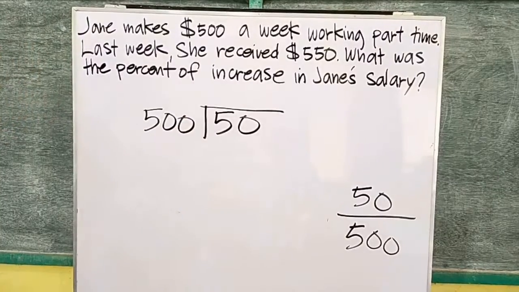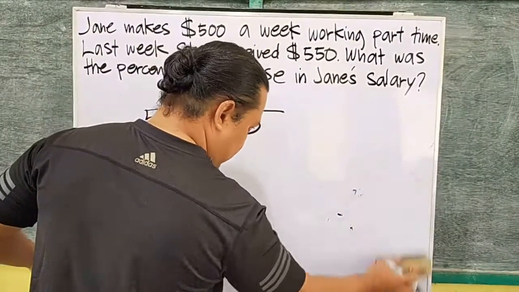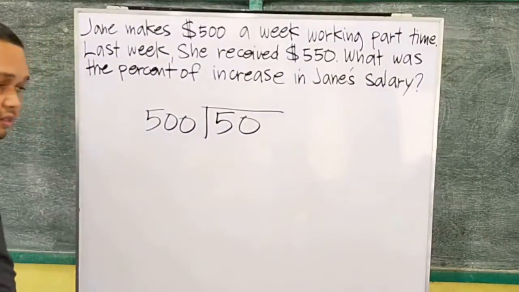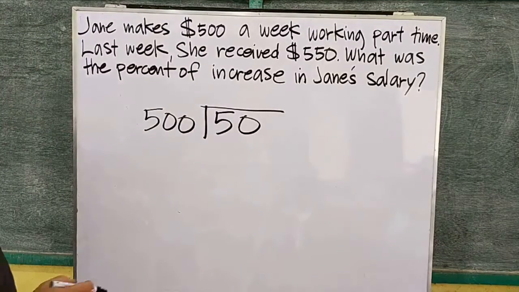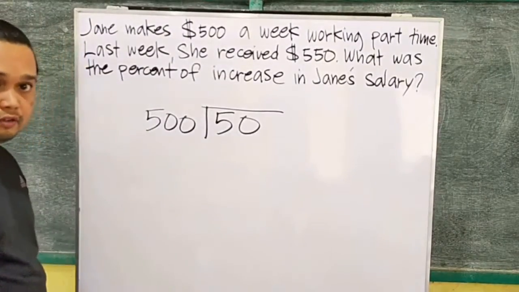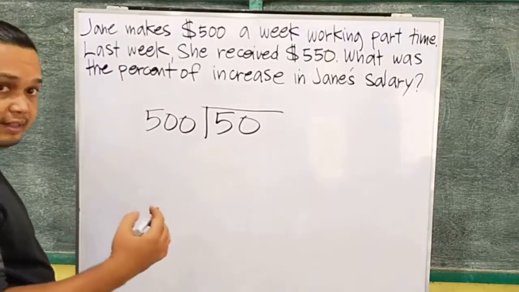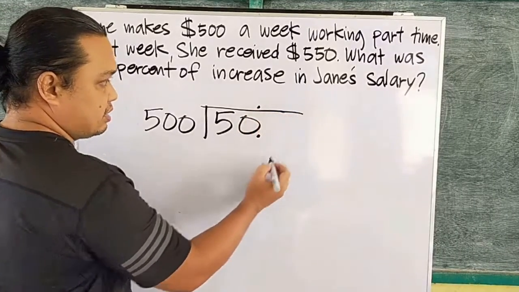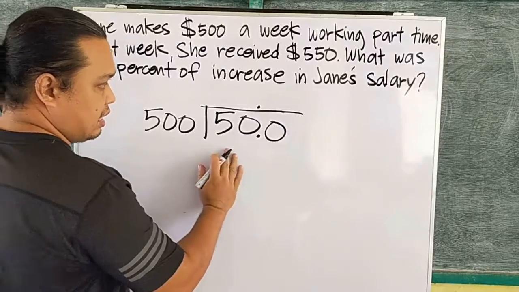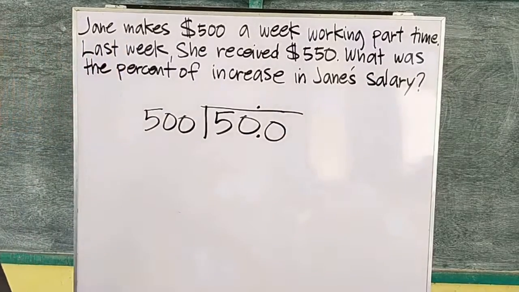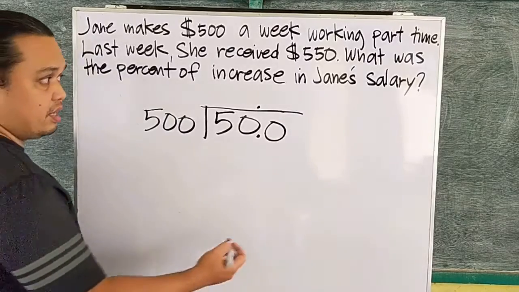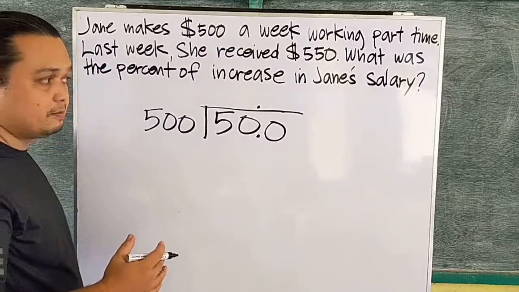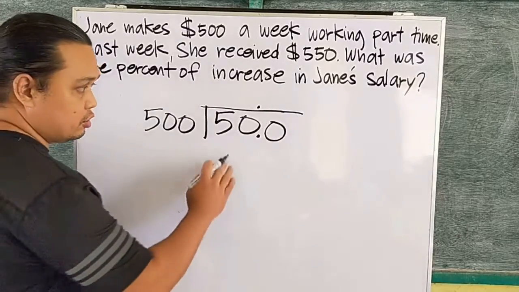Okay, so we are now dividing. 50 divided by 500 cannot be done directly, because 500 is greater than 50. So for us to divide, let's make it a decimal number. Let's add 0 here, and let's add another digit, which is 0, so that we can divide them. But we need to put a decimal point because we are now dealing with decimal numbers. Okay, so we have now 500.